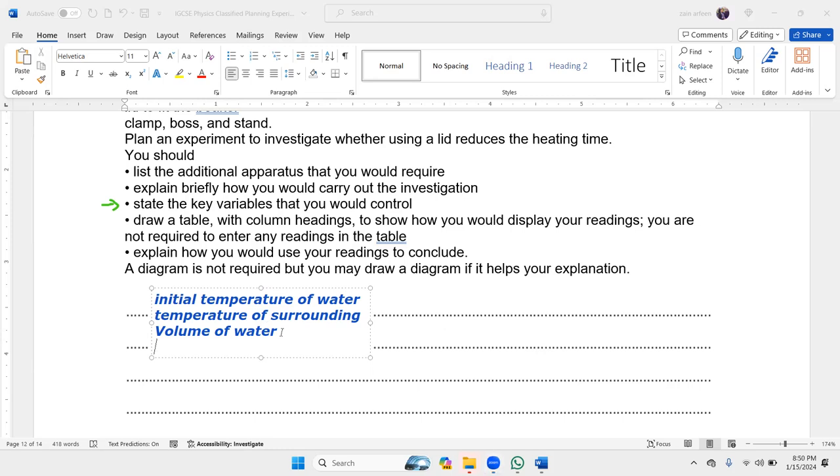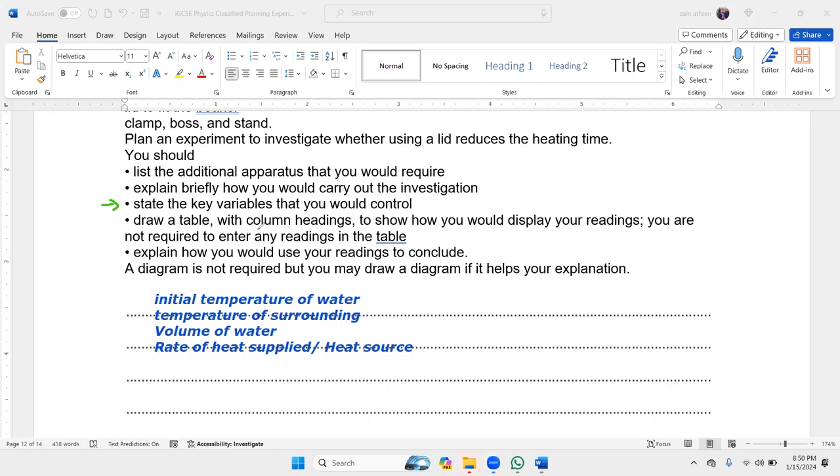The rate or the amount of heat supplied should be constant, or the type of the heat source should be the same. Because it says variables, a plural is there. So minimum you should write two, maximum it can be any number.